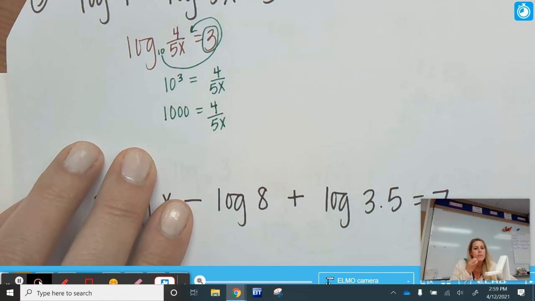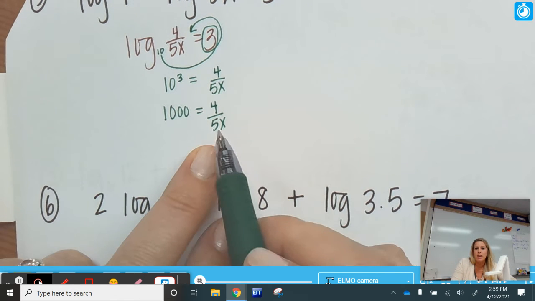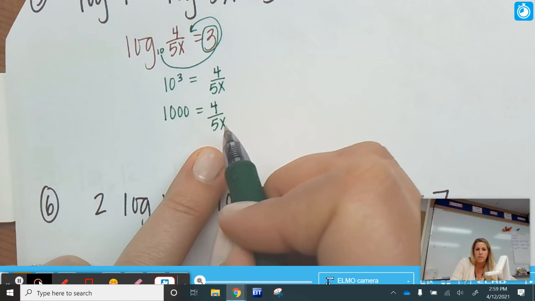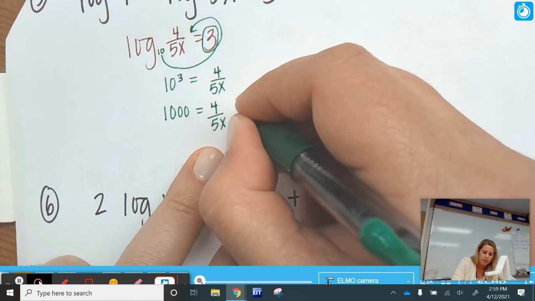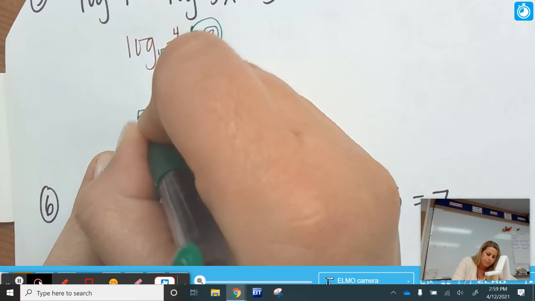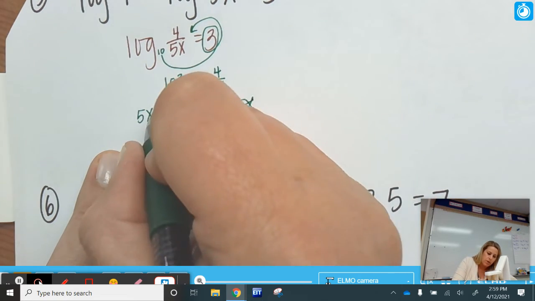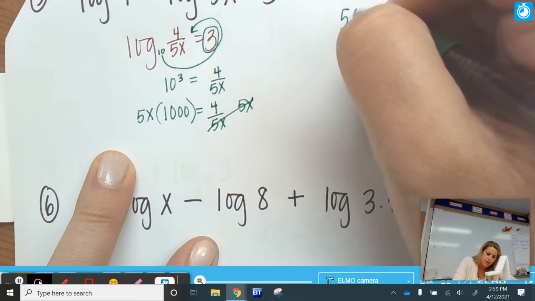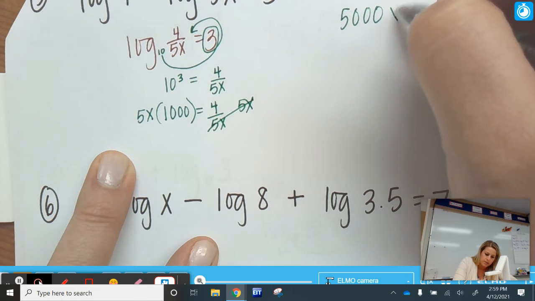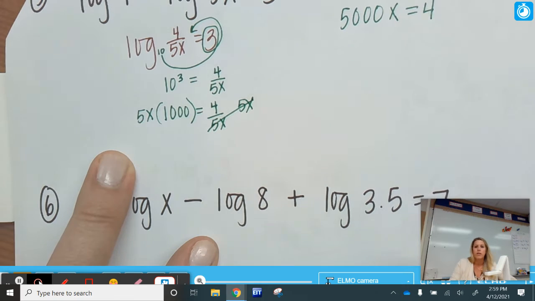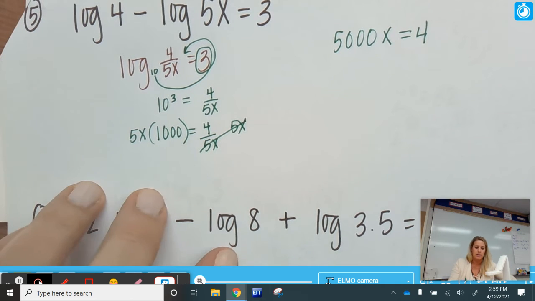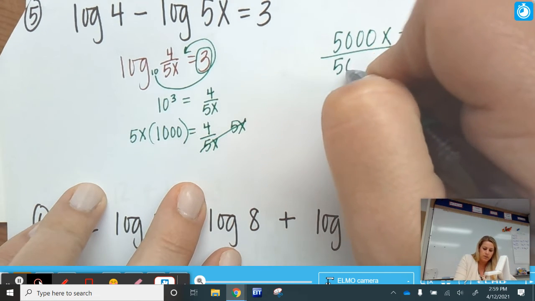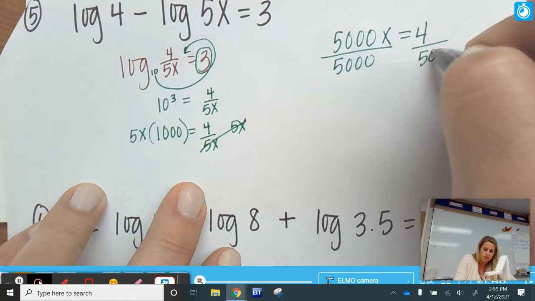All right, so in this case, my variable is in the denominator, and I don't want it to be in the denominator. I need to get it to not be in the denominator. So I'm going to multiply both sides by 5x. And now I'm going to get 5,000x equals 4. Okay, now be careful. You might want to divide by 4 here or something like that, but you have to realize that you want to get x by itself. So in order to get x by itself, we're actually dividing by 5,000. So yes, this is going to be a very small number because it's going to be a big fraction.